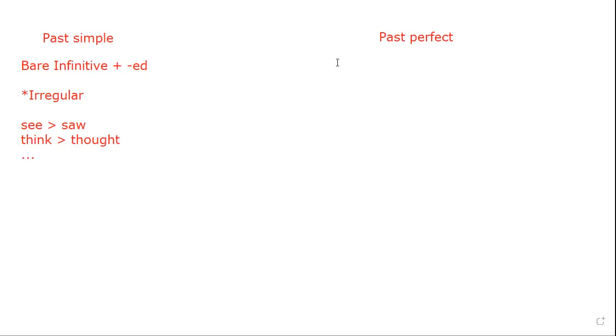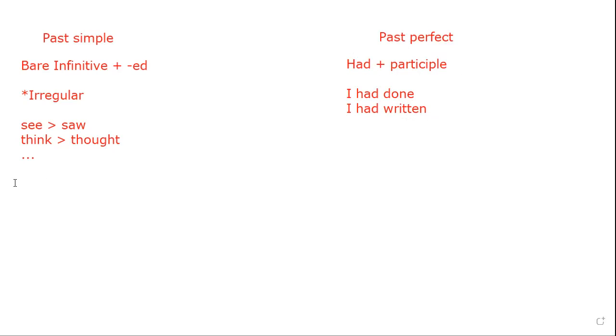Then for the past perfect, we need to use have in the past, meaning had. Then the participle. So for example, I had done, I had been. Okay, so it's more regular than the past simple forms.